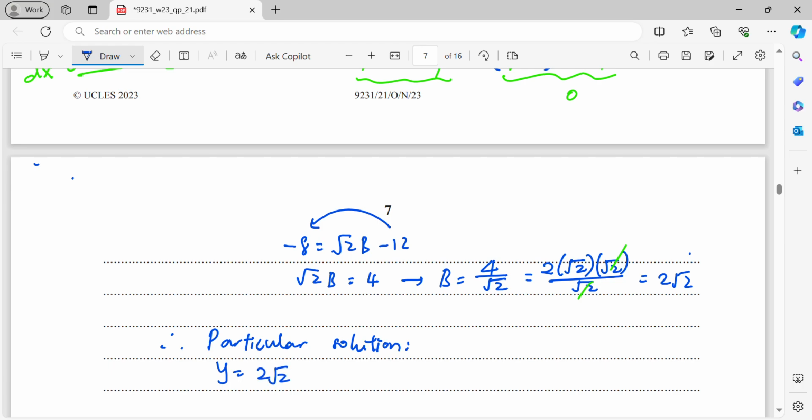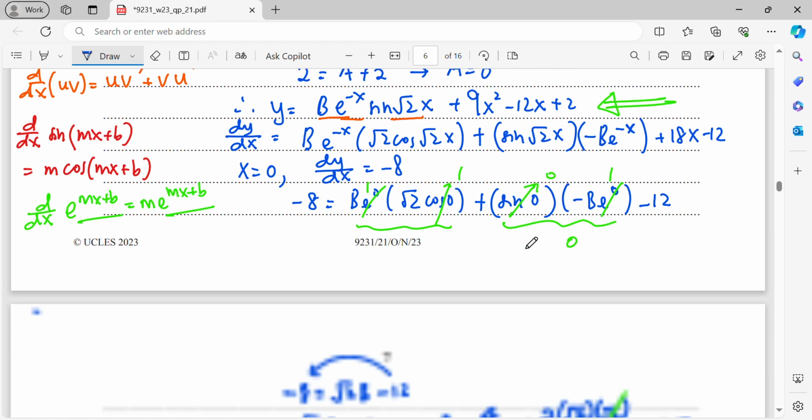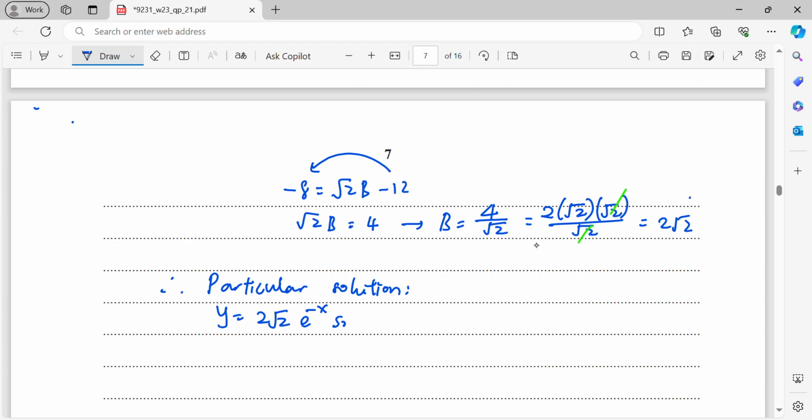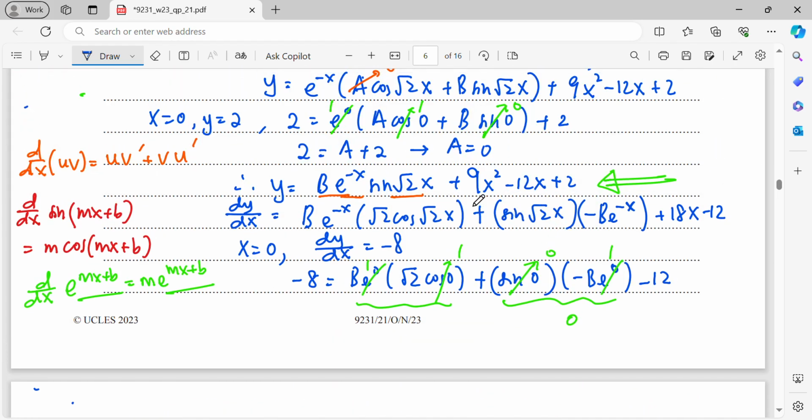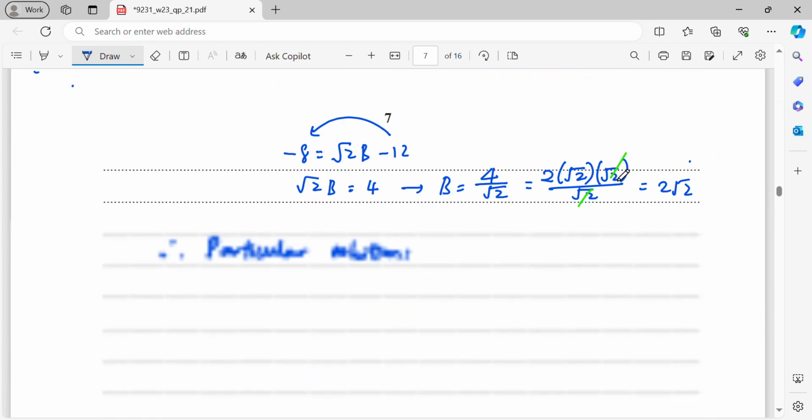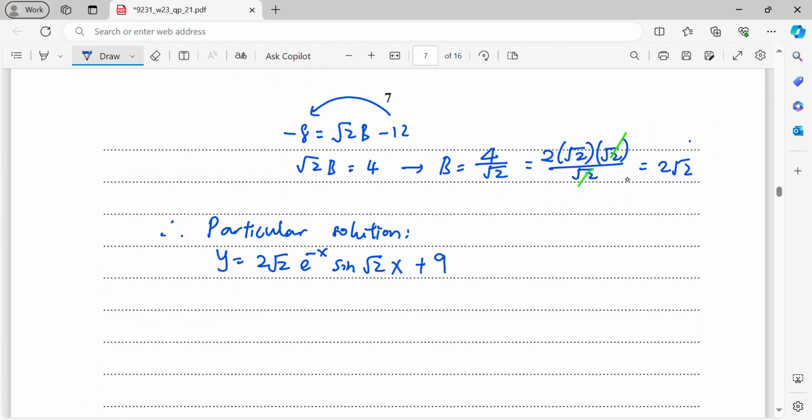So b is 2 square root 2. So 2 square root 2 e minus x. After that, sine square root 2x, then followed by 9x squared minus 12x plus 2. So that is my solution of this question.